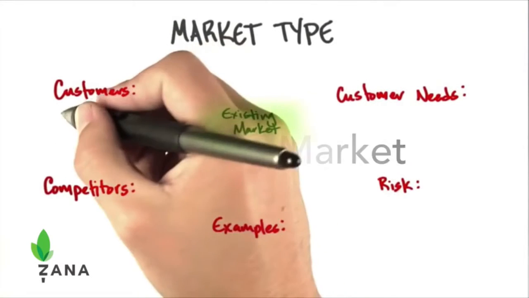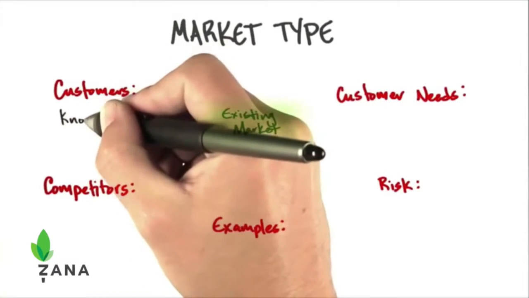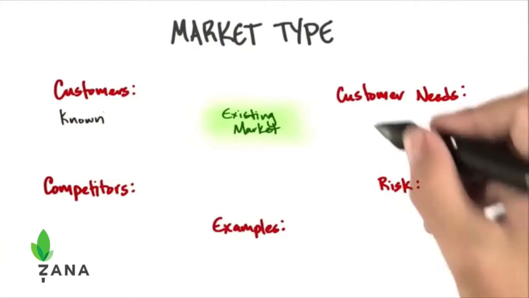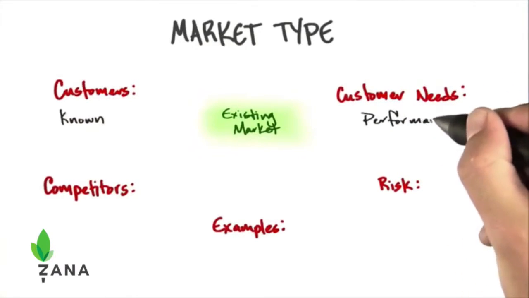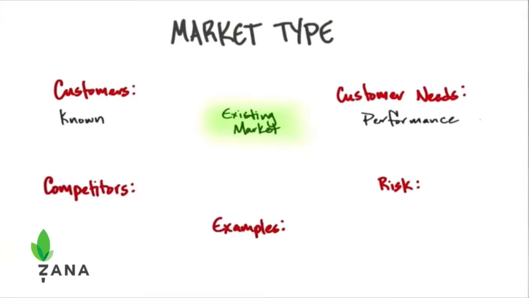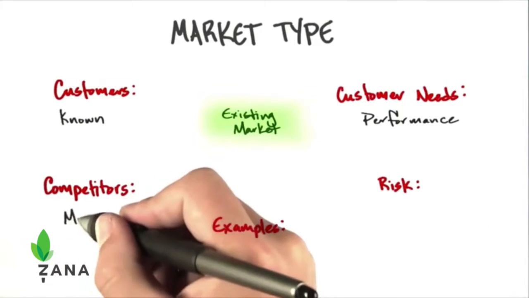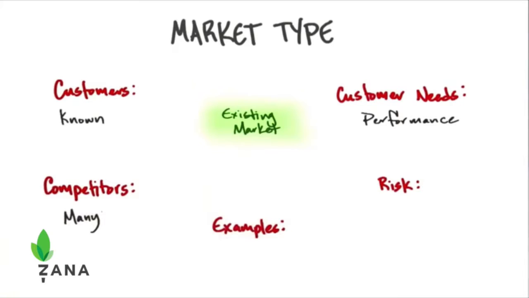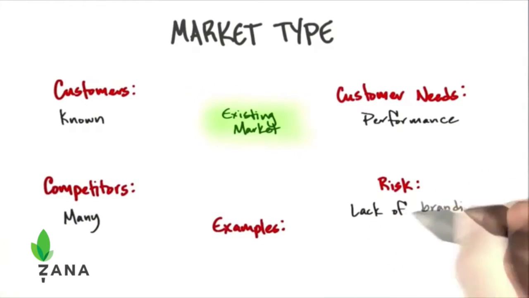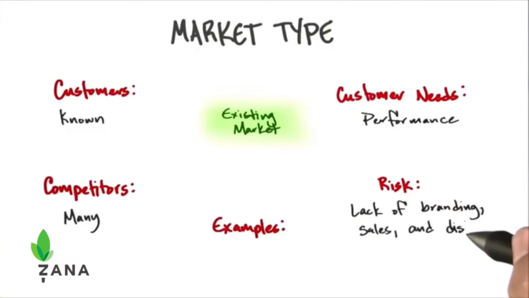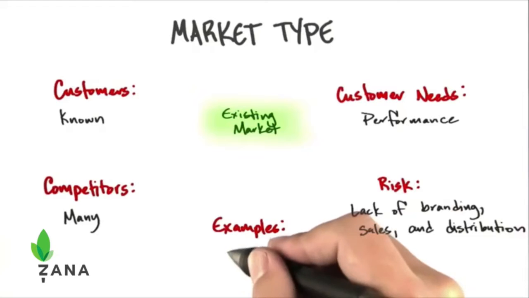Existing market? Well, the customers are known. We know who they are. They exist. The customer needs, well, we could ask them what they really care about for gains and pains. They could tell us. Competitors, by definition, they're many. Your risk, well, your risk is lack of branding, lack of sales, lack of distribution, and unfortunately, sometimes your product really doesn't live up to the claims.